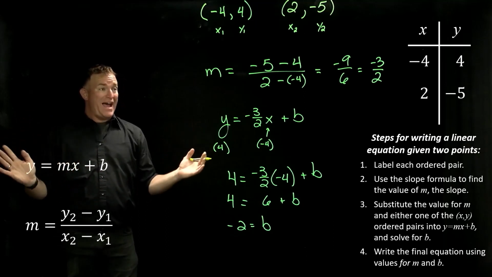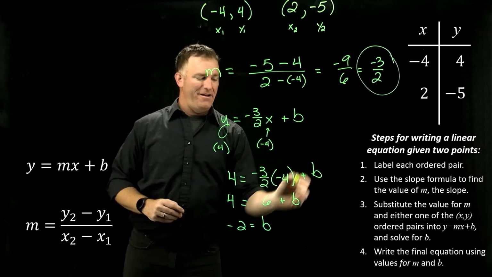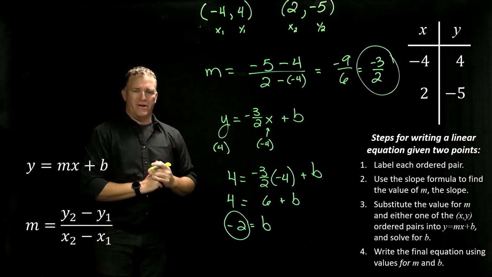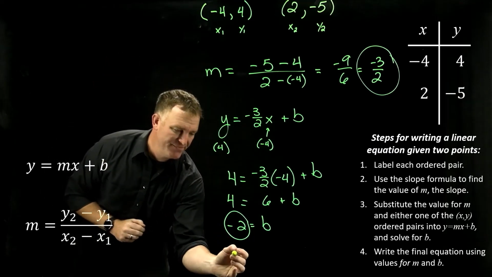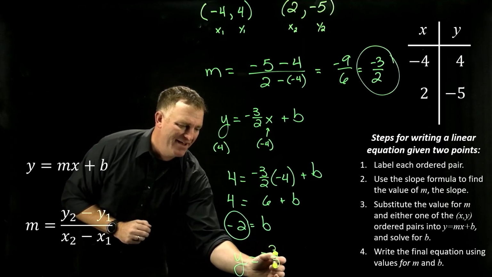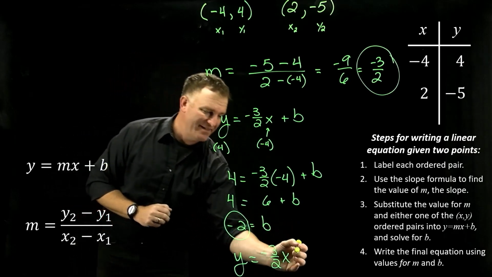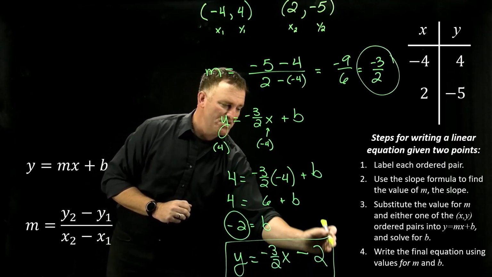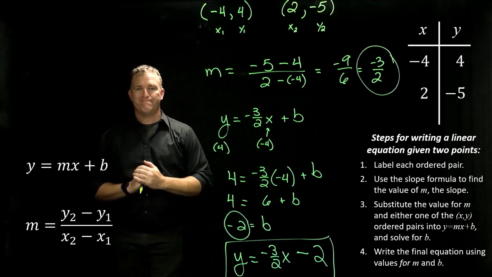At that point, I've got it. I've got everything I need. I've got my slope value here. I've got my b value here. Step number 4, write the final equation using the values for m and b. So I now have y equals m, which is -3/2 x, plus -2, but I'll just write that as minus 2. And that is the equation of the line that goes through our original points.